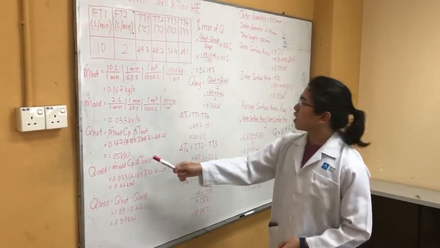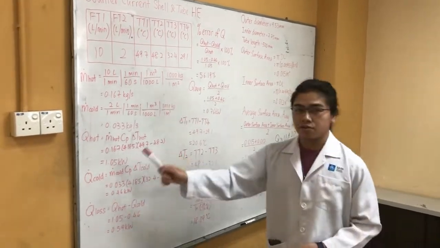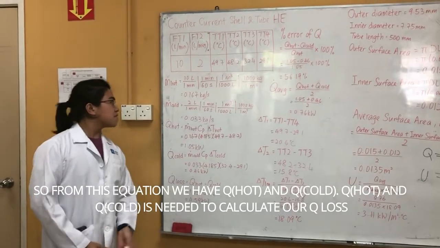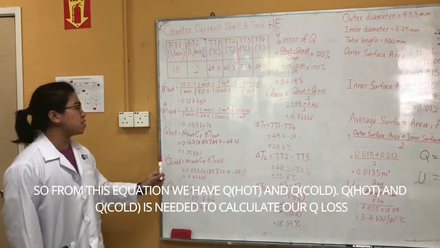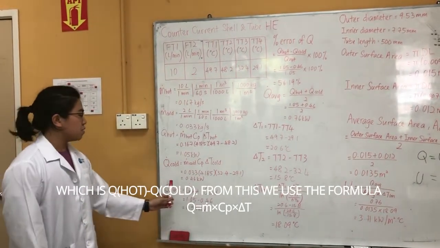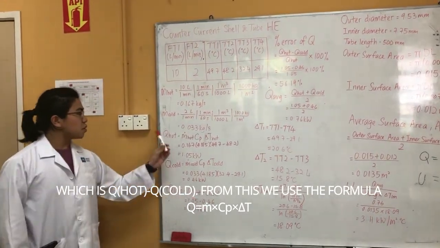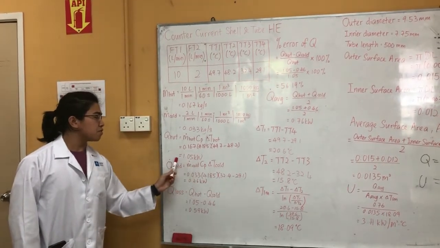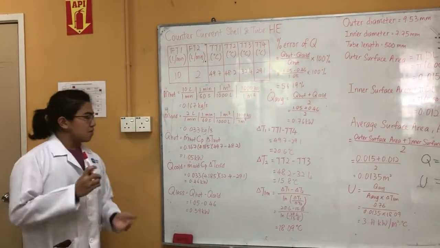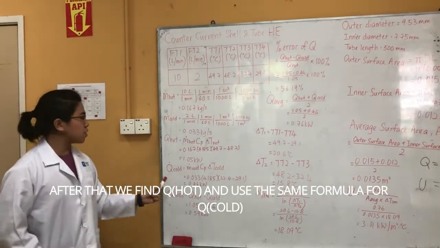So in order to get our Q loss, we have to find the Q hot and Q cold. Okay, so from this equation we have Q hot and Q cold. So Q hot and Q cold is needed to calculate our Q loss, which is Q hot minus Q cold. So from this we use the formula Q equals MC delta T to find our value, which is 1.05 kilowatts.